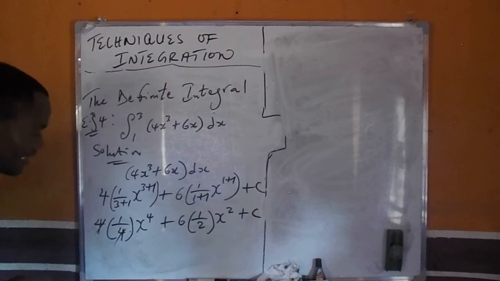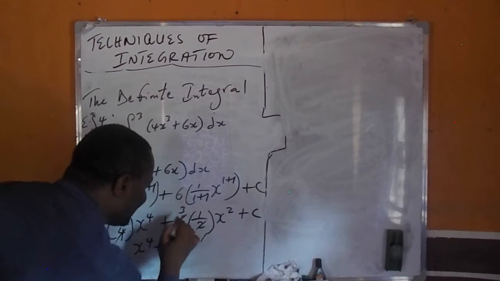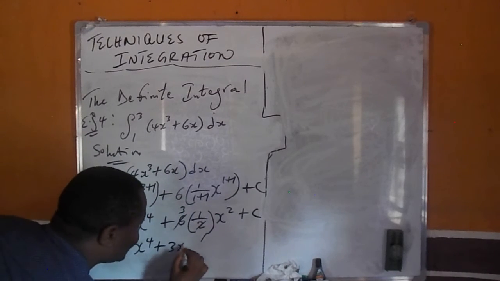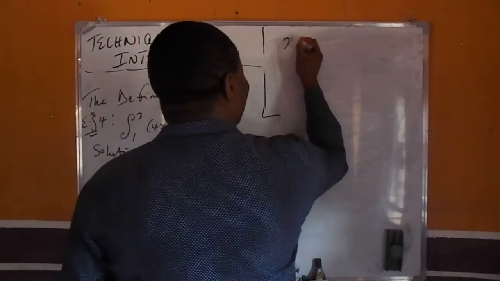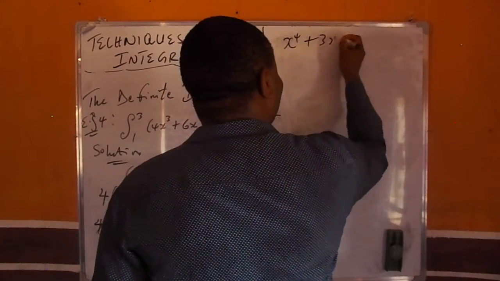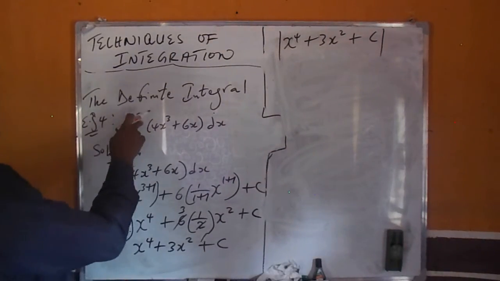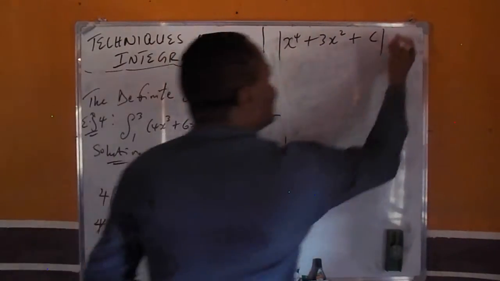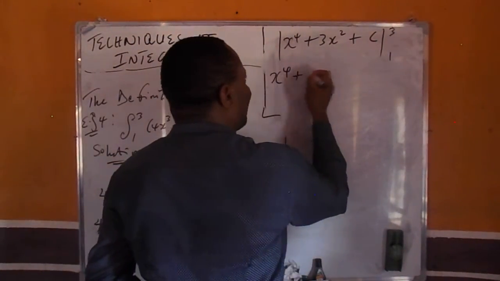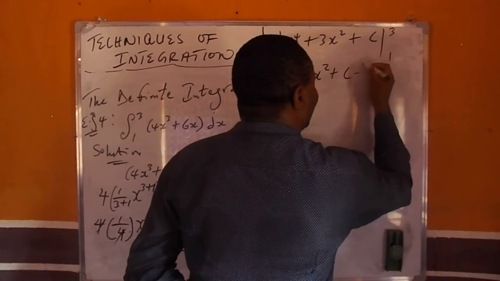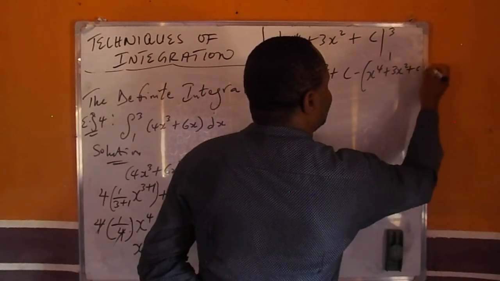Now, 4 here cancels 4 here, so we have x raised to power 4 plus 6 over 2, which is 3x raised to power 2, plus c. This is what we have here. So since we now have x raised to power 4 plus 3x squared plus c, we can now put our superscript and subscript, which are 3 and 1. Now, writing this equation in two places, we have x raised to power 4 plus 3x squared plus c, minus, in bracket, x raised to power 4 plus 3x squared plus c.